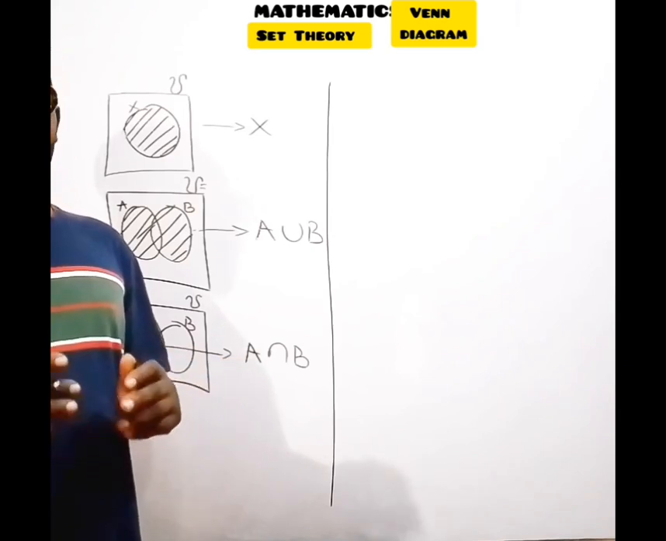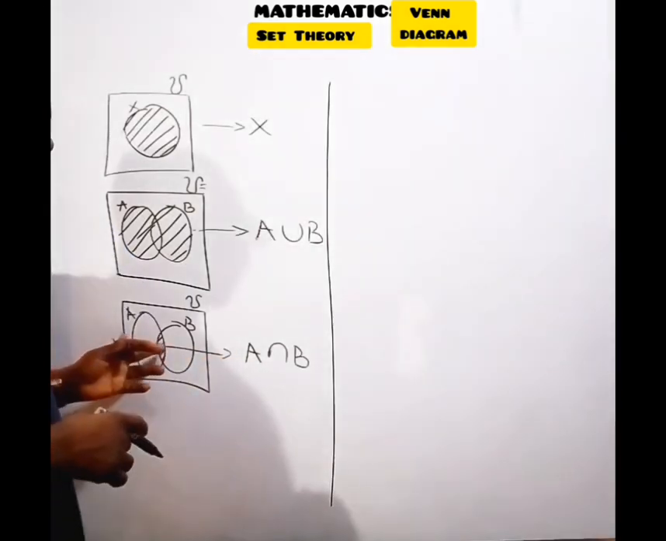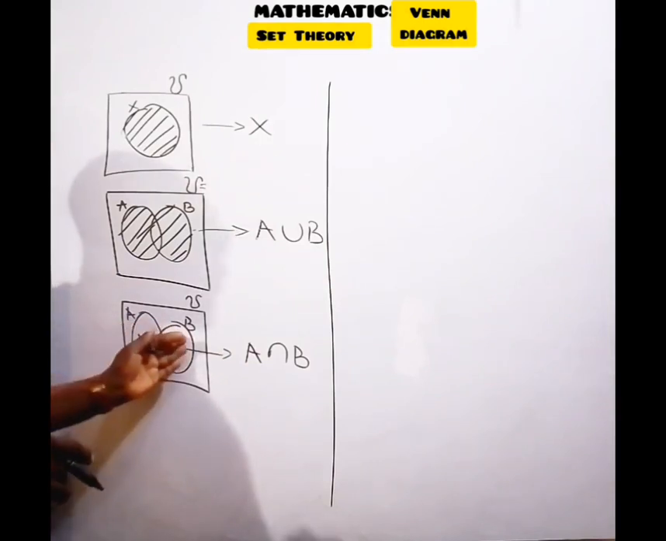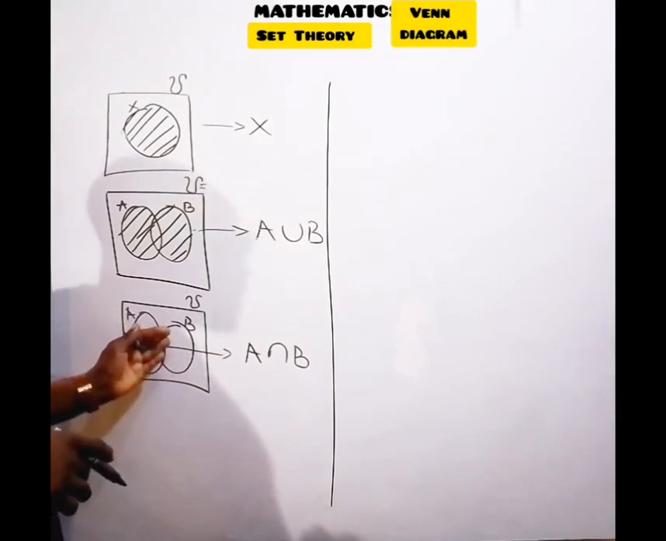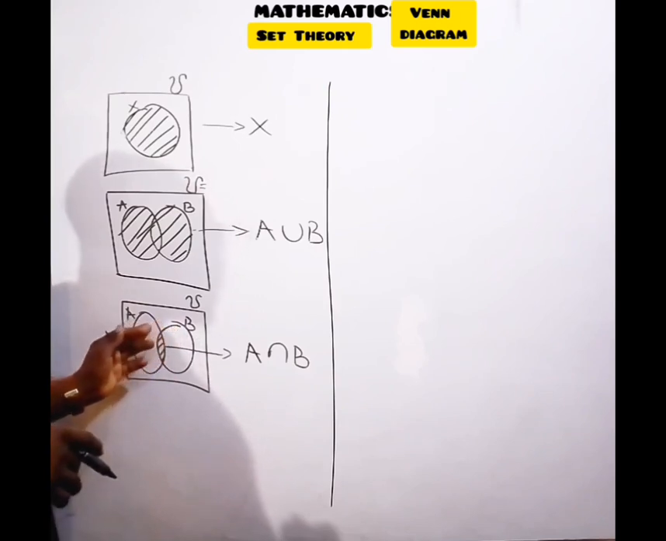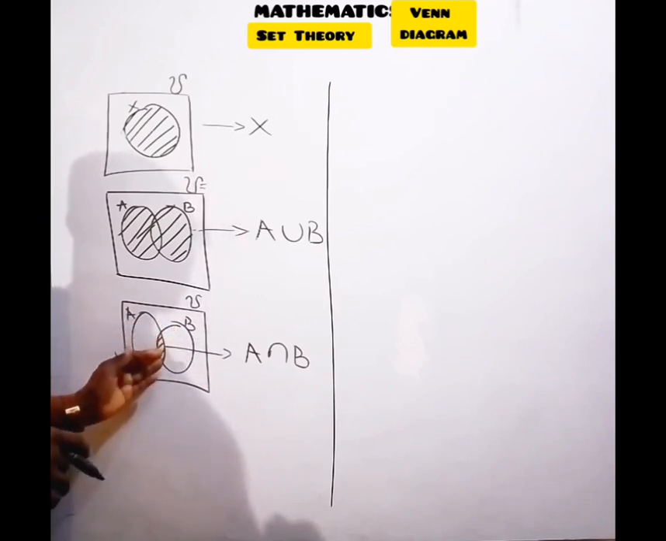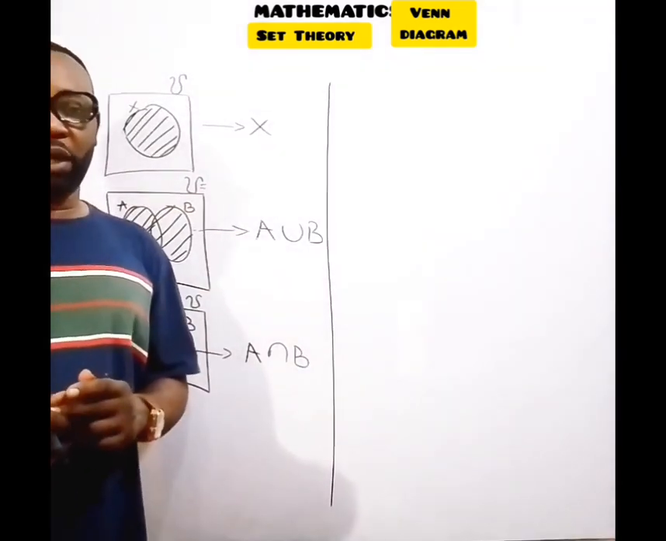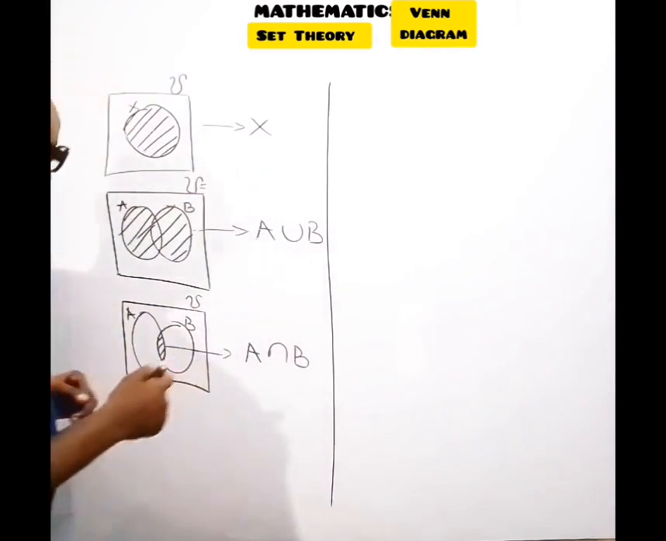A intersection B is the common element to the two sets in question. The elements that are common to them are the values found in this region. Now, we move on to another form of diagram.